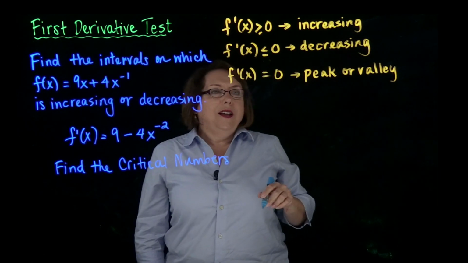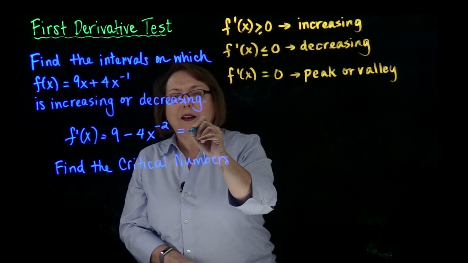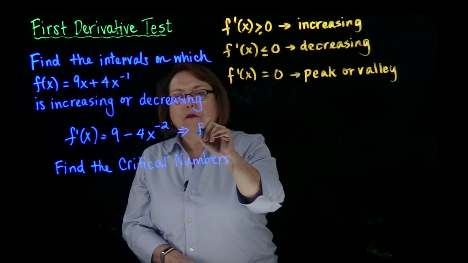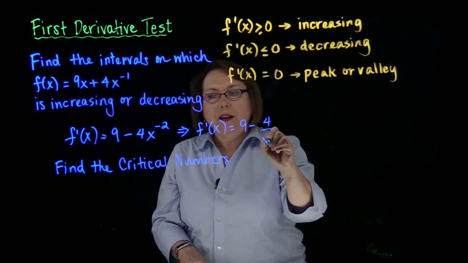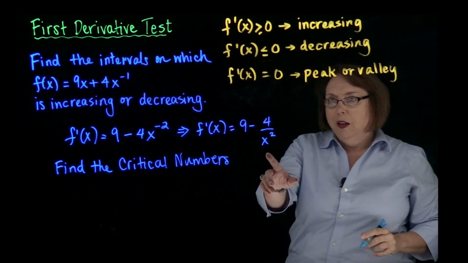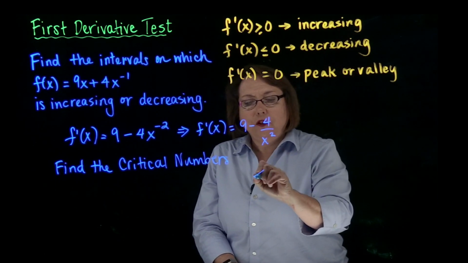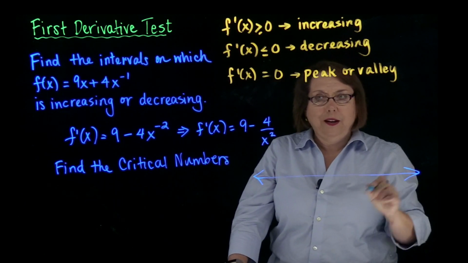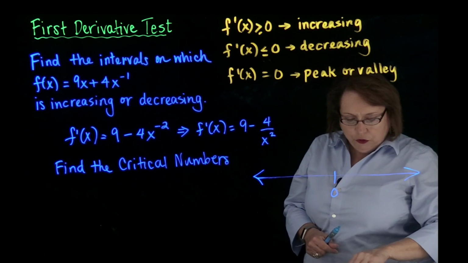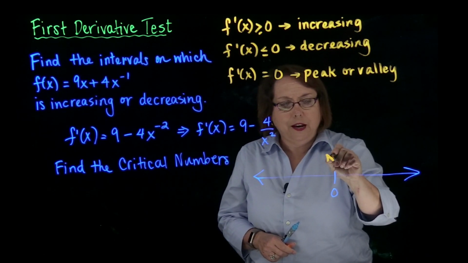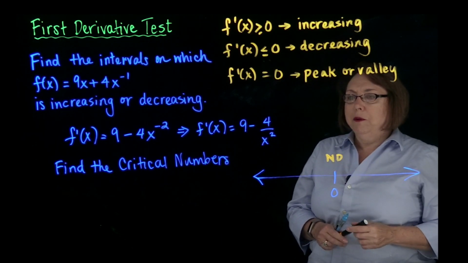So what do we want to do to find these critical numbers? Well, we want to examine this function. Let's go ahead and rewrite it. So f prime of x is equal to 9 minus 4 divided by x squared. Okay, so we see a problem here. We can see that if I make a sign chart right here, I will have a problem at 0. And what I will do is above 0, I will put ND, not defined. We can't divide by 0, so that's going to be a problem for us.